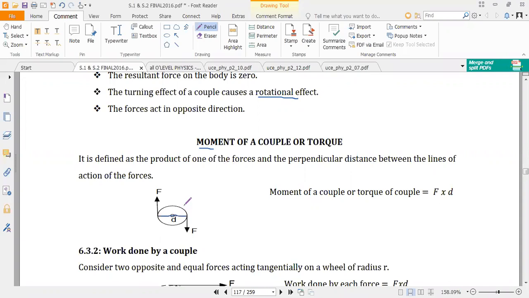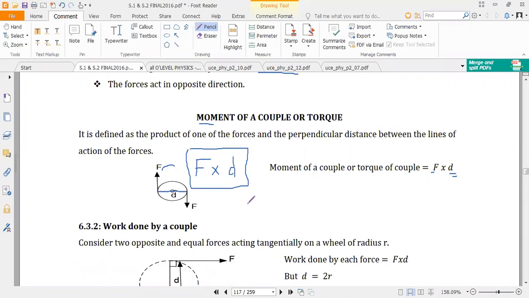So if you had to find the moment of each force, you get the distance, which is d, times the force. For example here, if you want to find the moment of a couple, you take the force. The force is the same. So the moment will be given by F times D, since a couple consists of forces which are equal. So the moment is F multiplied by D.